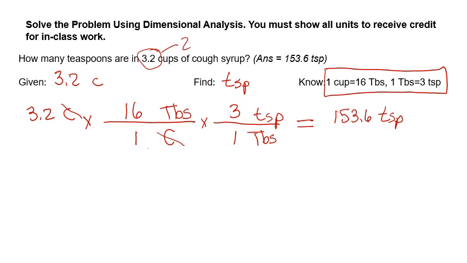Now, the last thing we're going to do is correct for sig figs. There's 2 significant figures here, so we're going to round to 2 significant figures. So your final answer would be 150 TSP for teaspoons. Okay? Now remember, you can rewrite these using the railroad track system, and I'll try to do that on the next one just to show you what that should look like.